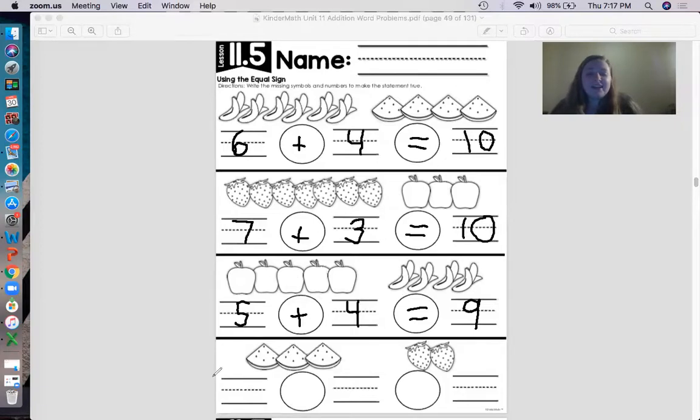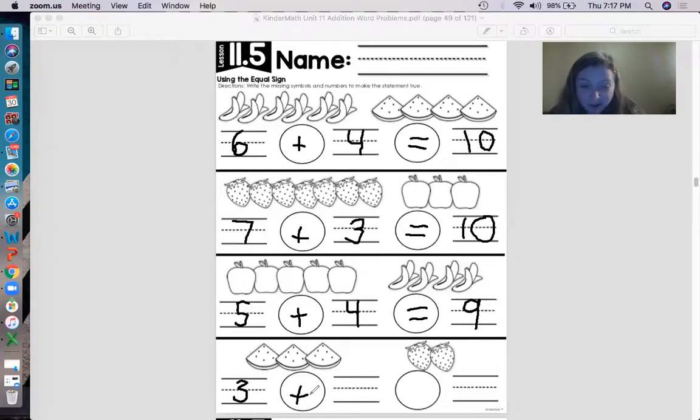Okay. Now what we gotta do, the last one, they want us to see how many watermelon slices there are and how many strawberries there are all together. So let's solve that problem for them, shall we? Let's count how many watermelon. Ready? 1, 2, 3. I write 3 on the line. Then what am I going to do? I'm going to do a plus sign.